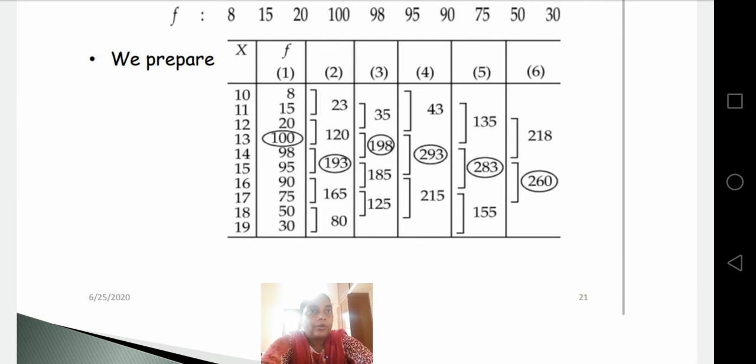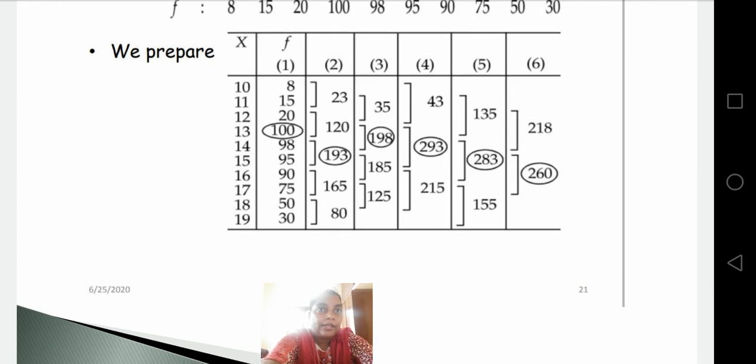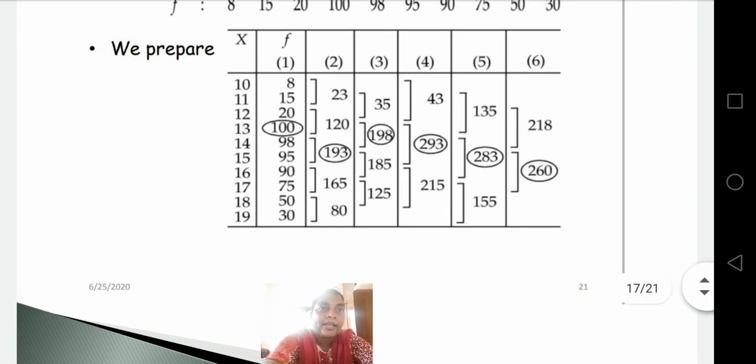Now we'll go to the third grouping. So here, instead of the first and second, we add the second and third. Second is 15 and third is 20. So 15 plus 20 is 35. Understood? Same way, fourth and fifth, 100 plus 98, 198. Similarly 95 and 90, 185. 75 and 50, 125.